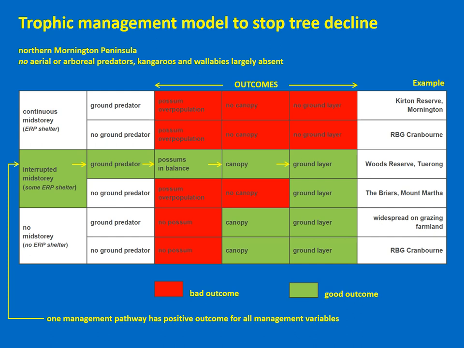So I developed a trophic management model to stop tree decline on the peninsula. And you can see that only one management pathway has a positive outcome for all management variables. And that is by interrupting the mid-story and having ground predators. Once you've done that, possums are in balance, you have a canopy, you have a ground layer, and there are many examples of each of these pathways that you can test if you wish and see for yourself.